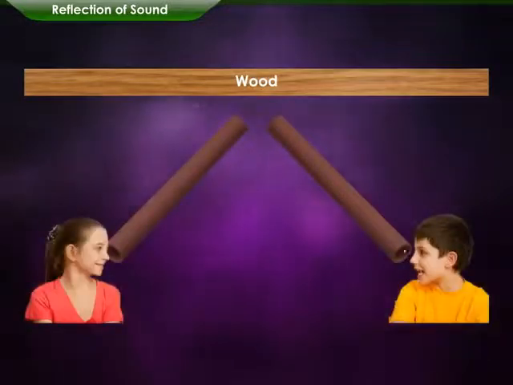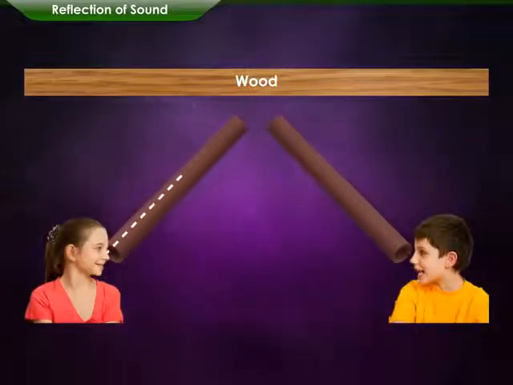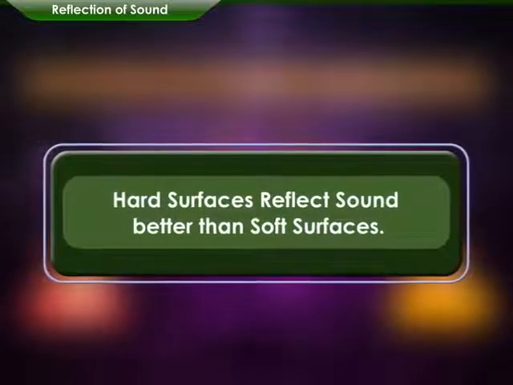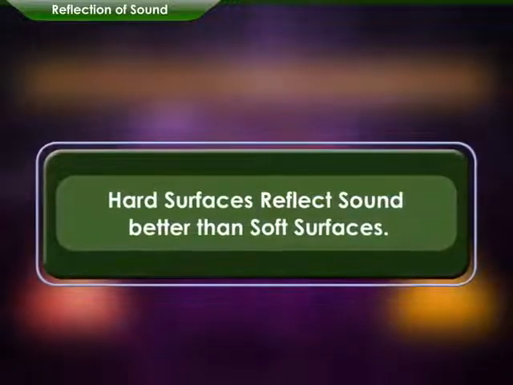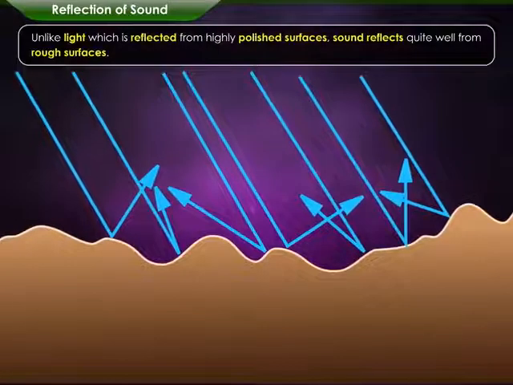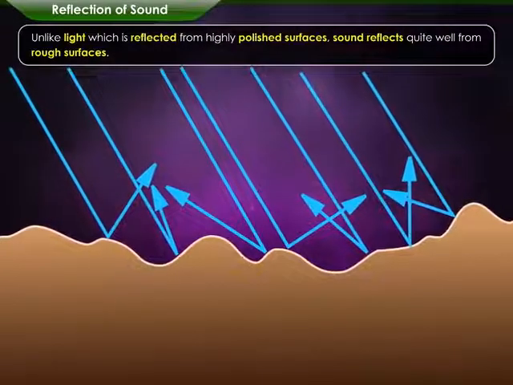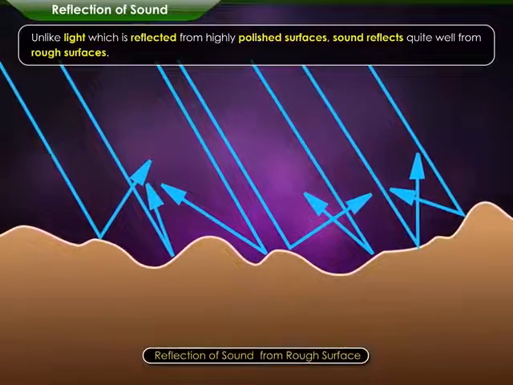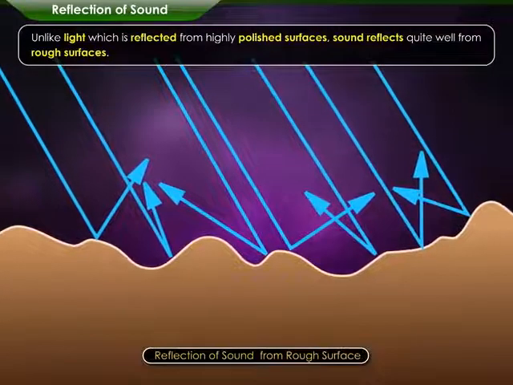If you repeat the same experiment with different materials, you will observe that hard surfaces reflect sound better than soft ones. Unlike light, which is reflected from highly polished surfaces, sound reflects quite well from rough surfaces.